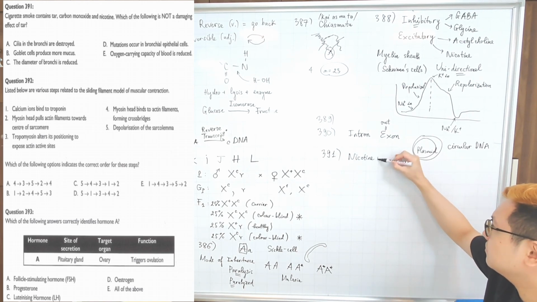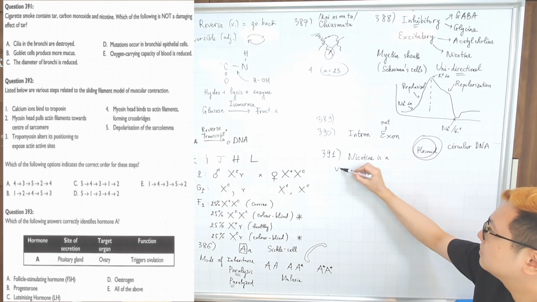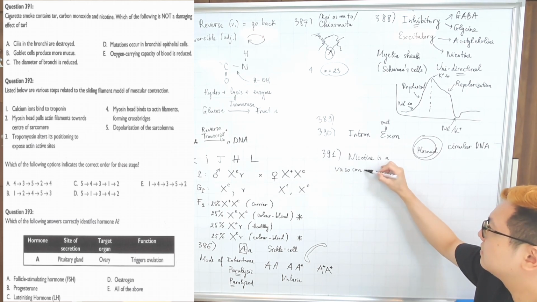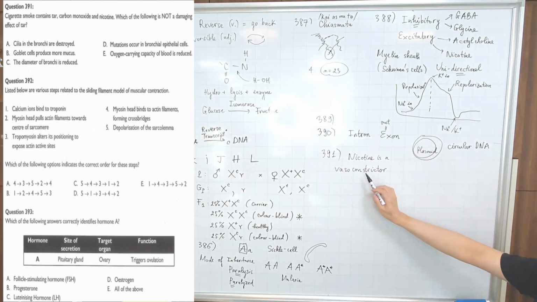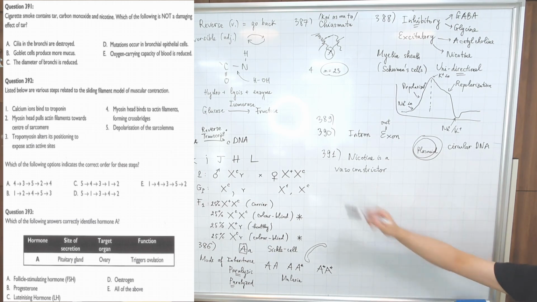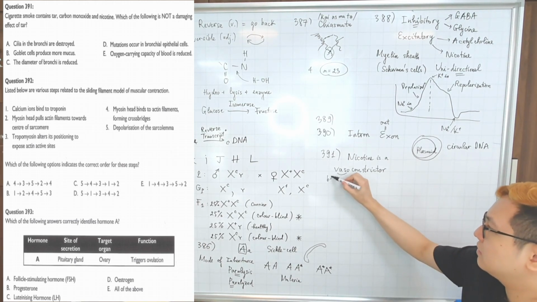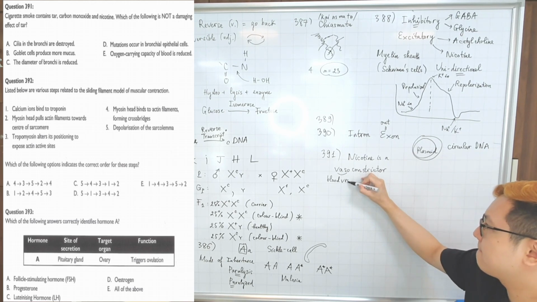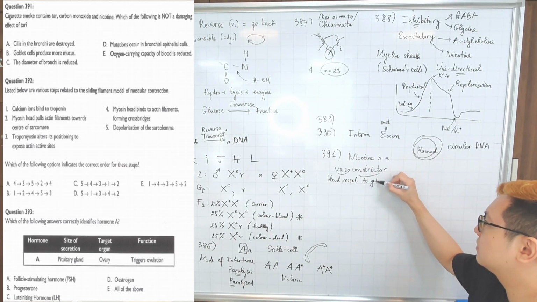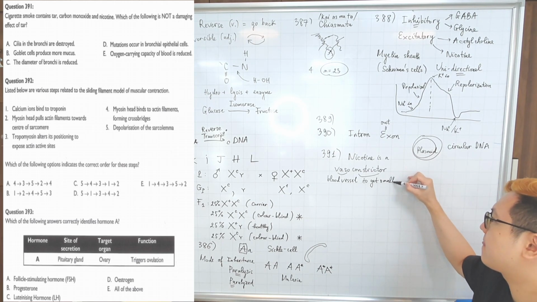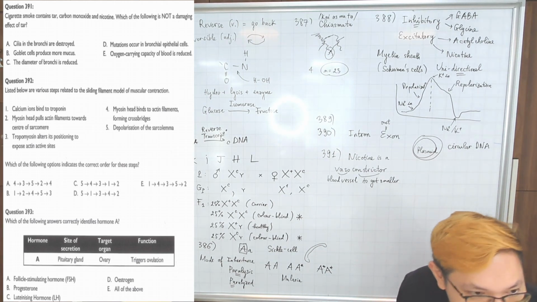Nicotine, it's a vasoconstrictor. Nó là một cái chất mà gây ra constrict, làm cho nó co lại mạch máu. So nicotine is actually a vasoconstrictor. It causes the blood vessel to get smaller. Nó làm cho cái mạch máu nó bị nhỏ lại.